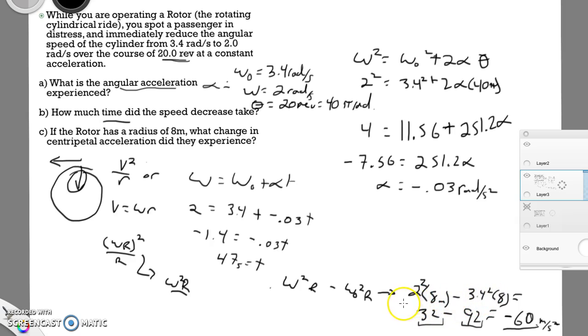Okay, so I don't think that roller coasters would subject you to 9 Gs of acceleration. That would be pretty extreme, because in this roller coaster you would basically feel like your body weighed 9 times what its normal weight was, which is a little strange to me. So anyway, we get a change of negative 60.